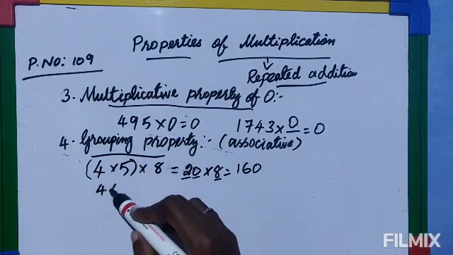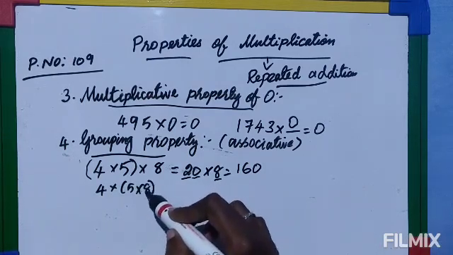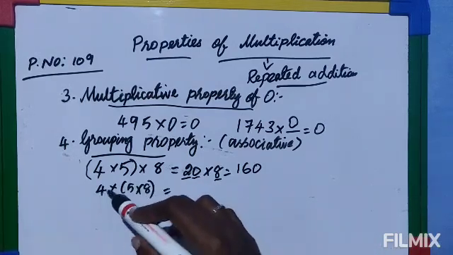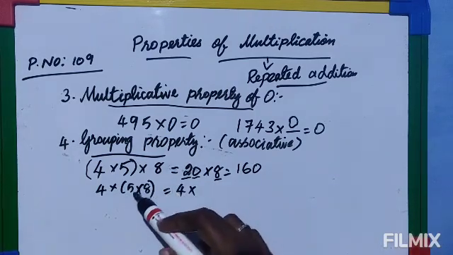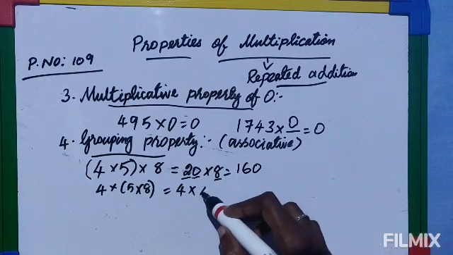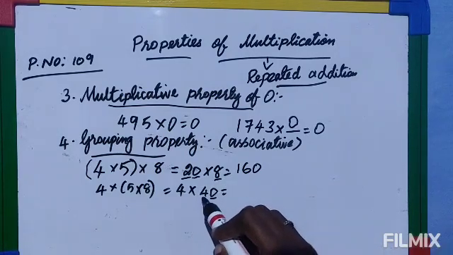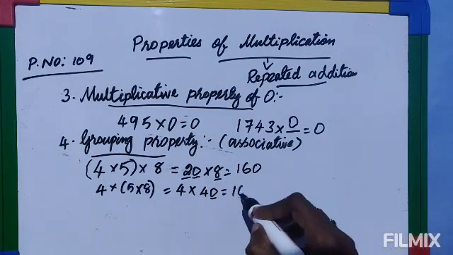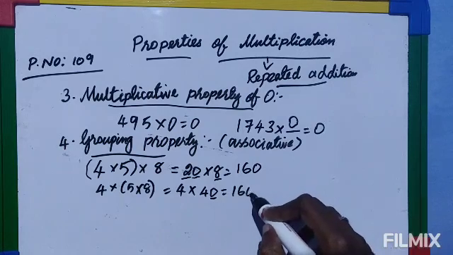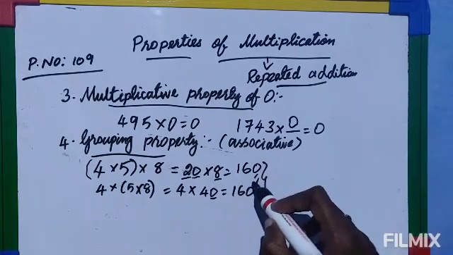So 4 into 5 into 8. Outside the bracket 4 is there, so you write it as it is. What is inside the bracket, just multiply. 5 8s are 40. Now just ignore this 0, only take the number 4 into 4. 4 4s are 16, and this 0 just write at the back. So 160. You get the same number as the answer.